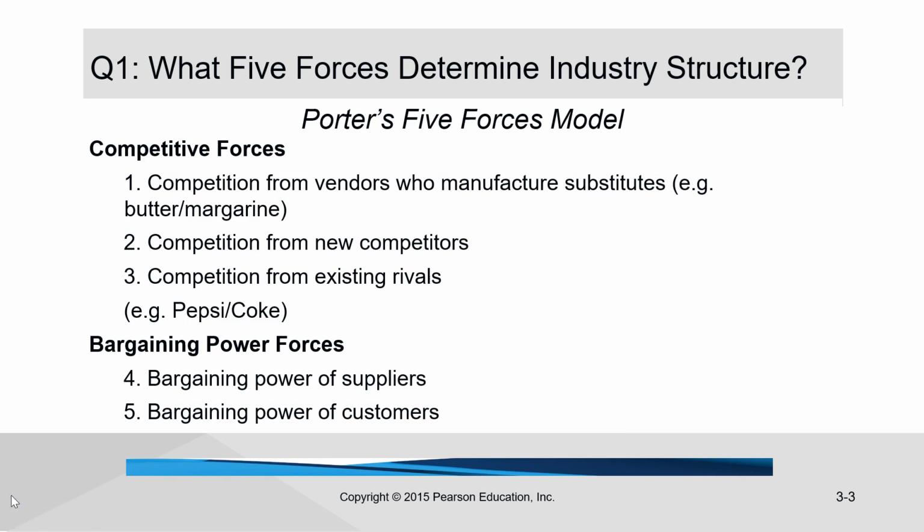The last 2 forces in Porter's model are bargaining power forces. The bargaining power forces actually depend on how many rival products are available and the switching cost, that is, how difficult it is to switch to another vendor. If there aren't many rival products available, then the bargaining power of a customer is weak. And the bargaining power of suppliers is strong, because after all, where else are you going to take your business? There aren't many rival products out there.